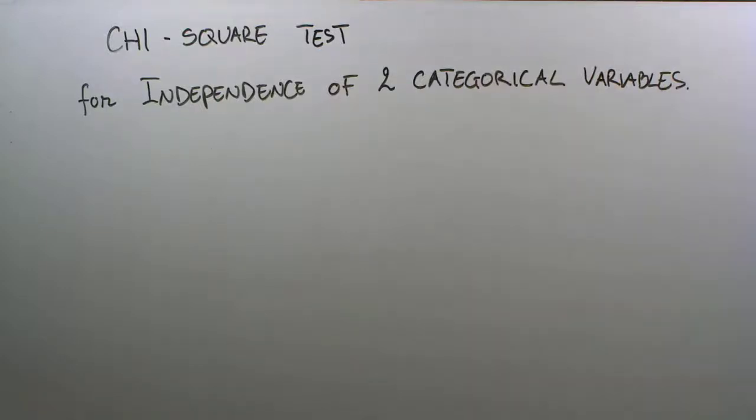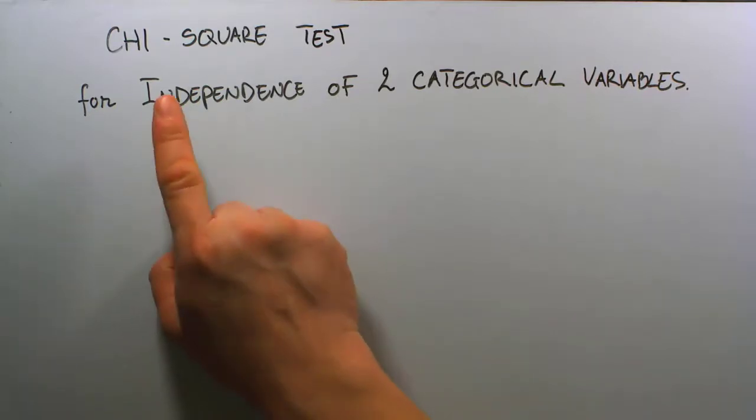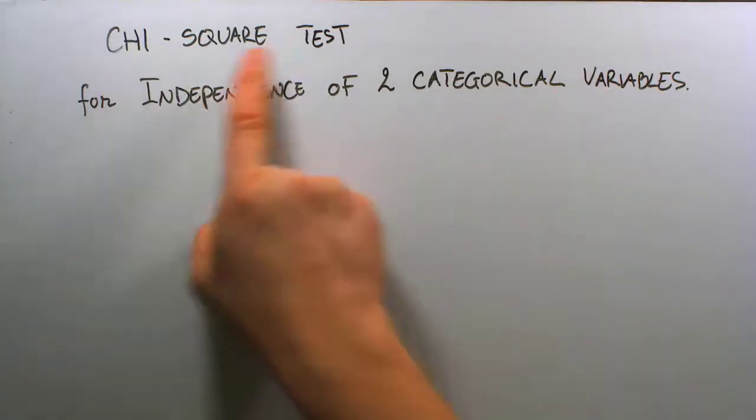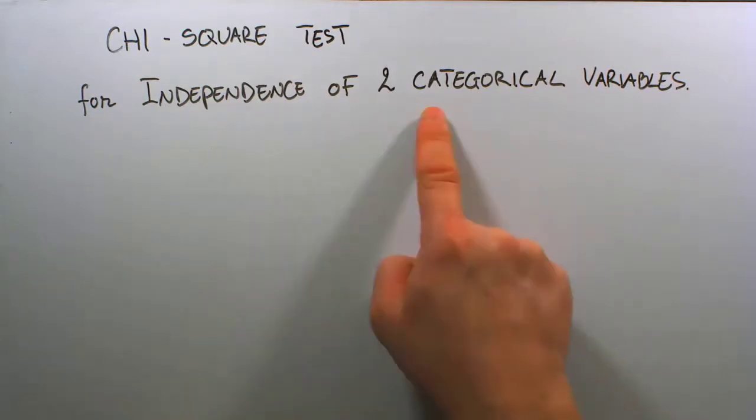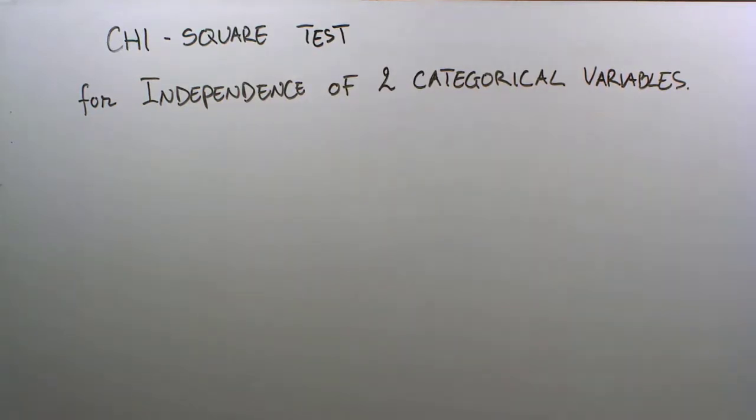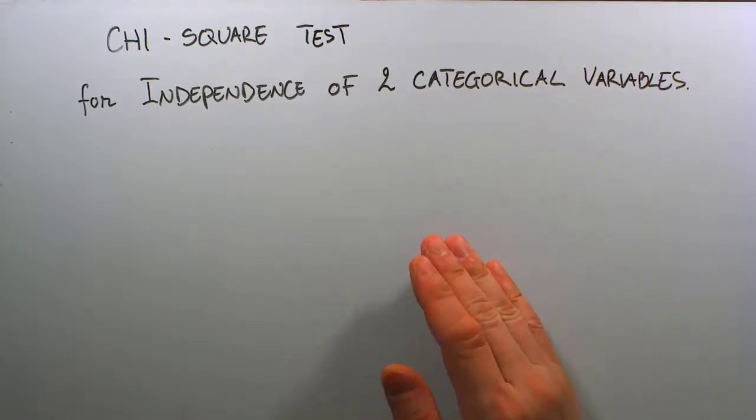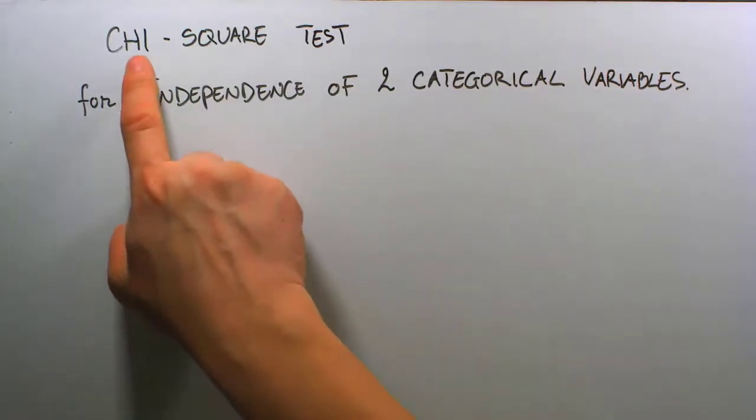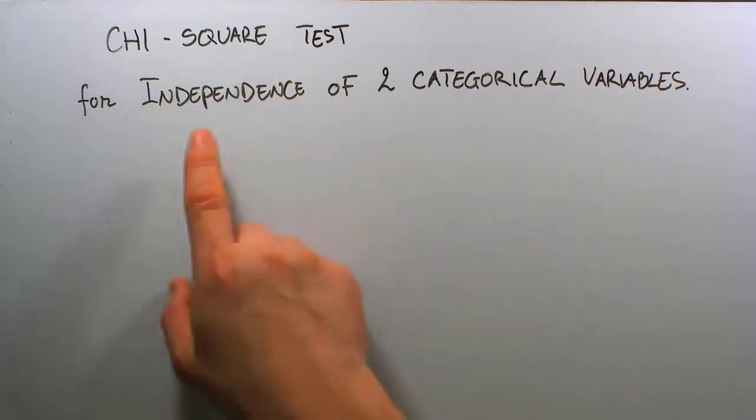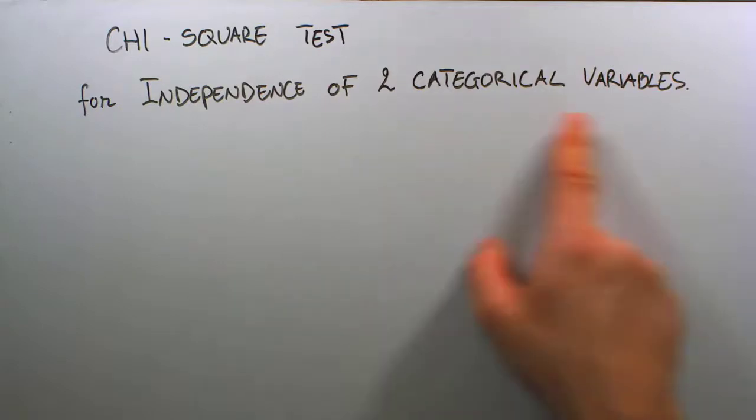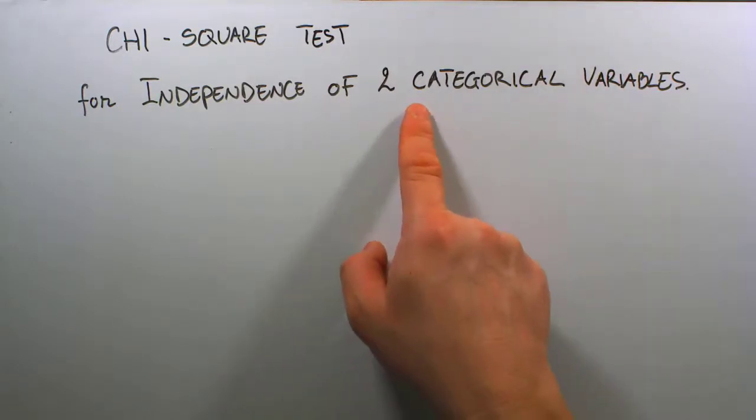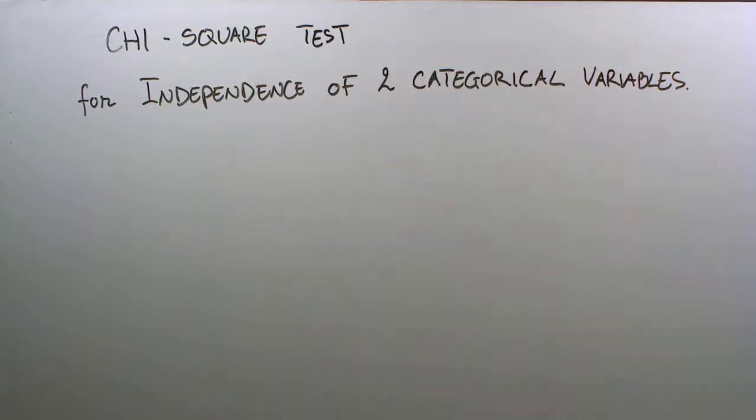Alright, so in this video lesson, I am going to be showing anyone viewing the lesson how to use a chi-square test to test for independence of two categorical variables. But before we can really get into understanding how to use the chi-square test, we need to understand a little bit about what it means to be independent of two categorical variables, and especially what categorical variables are.